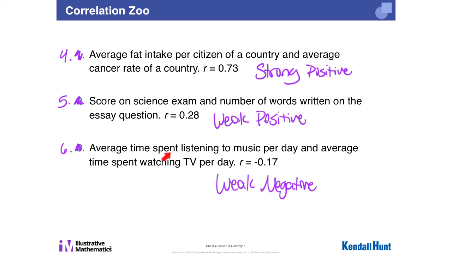Number 6, the average time spent listening to music per day and the average time spent watching TV per day. It has a very weak negative relationship. And this just means that maybe if you're spending more time listening to music, you just have less time to watch TV. But it's a very weak relationship, which means that the data is going to be very scattered. If you graph this out, it's going to be a line kind of like this with data all over.